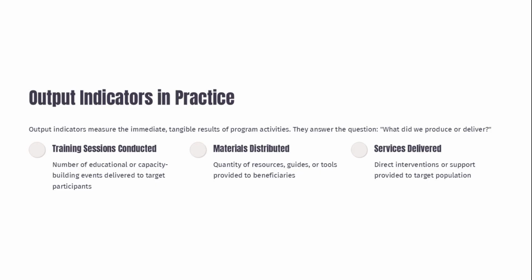Output indicators focus on the immediate, tangible results of program activities, answering the question, what did we produce or deliver? They measure training sessions conducted, materials distributed, and services delivered to target populations.